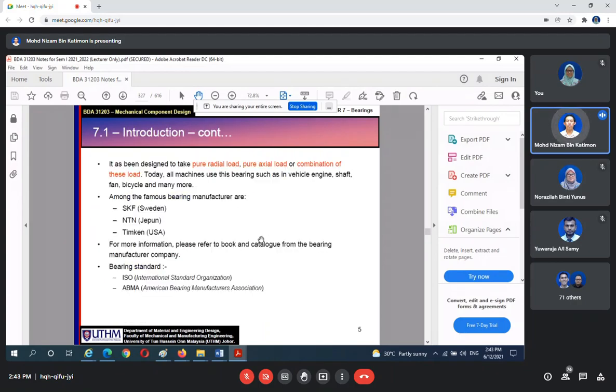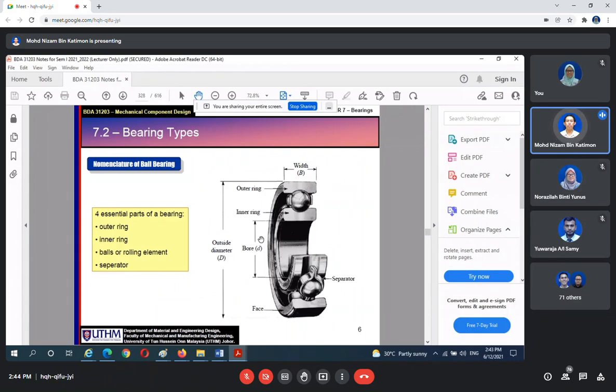Okay, next. About bearings, the important things to know are the outside diameter and internal diameter, OD and ID, the bore. If we refer to the catalog.